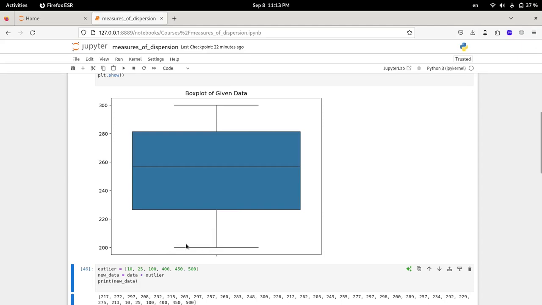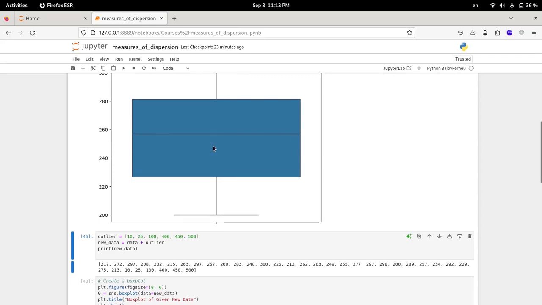we can see that this one is the minimum of the data, and this is the maximum of the data. That is, this is almost around 200 and this is almost around 300. Then this is our first quartile, this is our third quartile, and this one is our median. That is, the median is around 56 to 57.